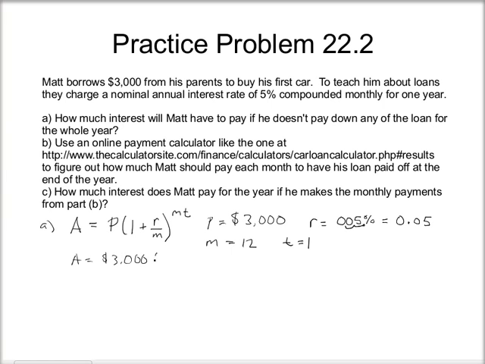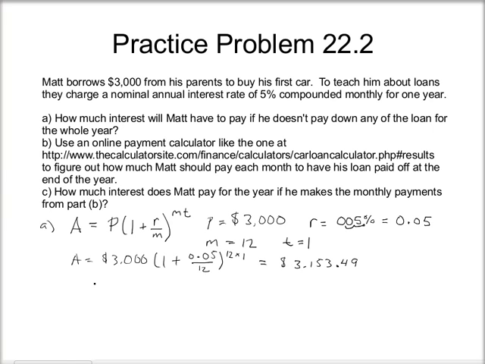So if I put that all in there, I get A is equal to $3,000 times (1 plus 0.05 divided by 12) to the power of 12 times 1. So if I put that in my calculator, the amount that he has to pay if he doesn't pay down any of the loan for the whole year is $3,153.49.